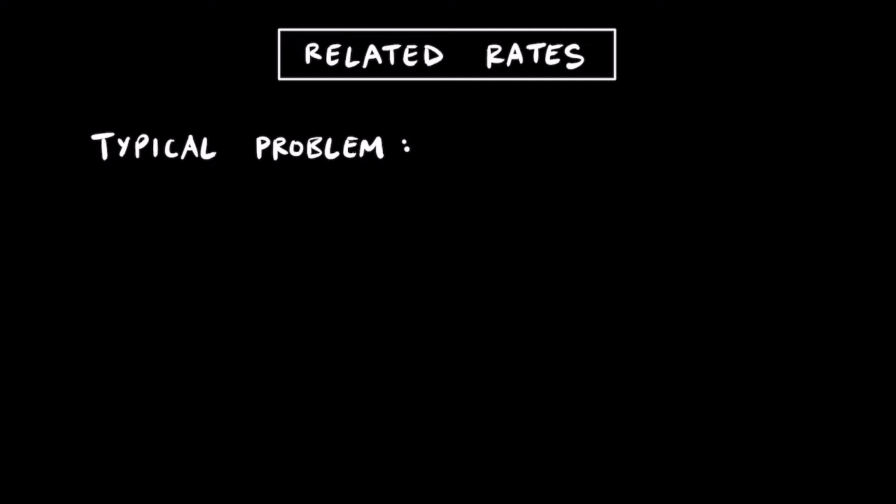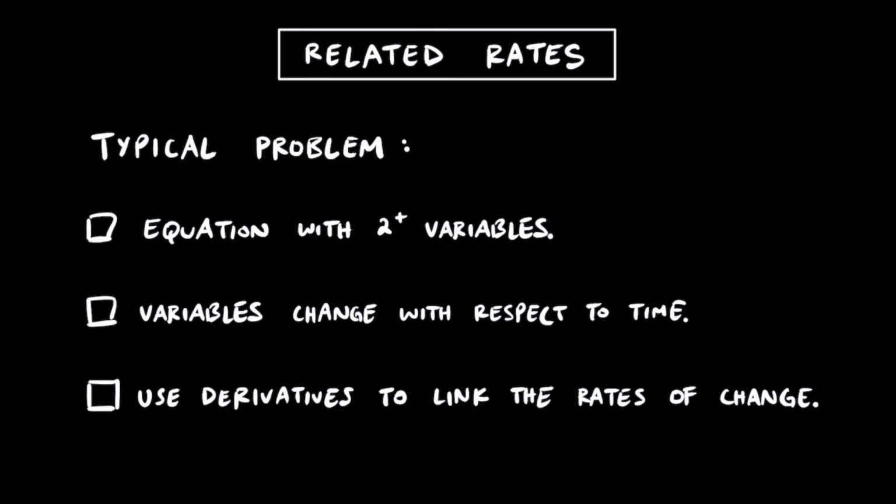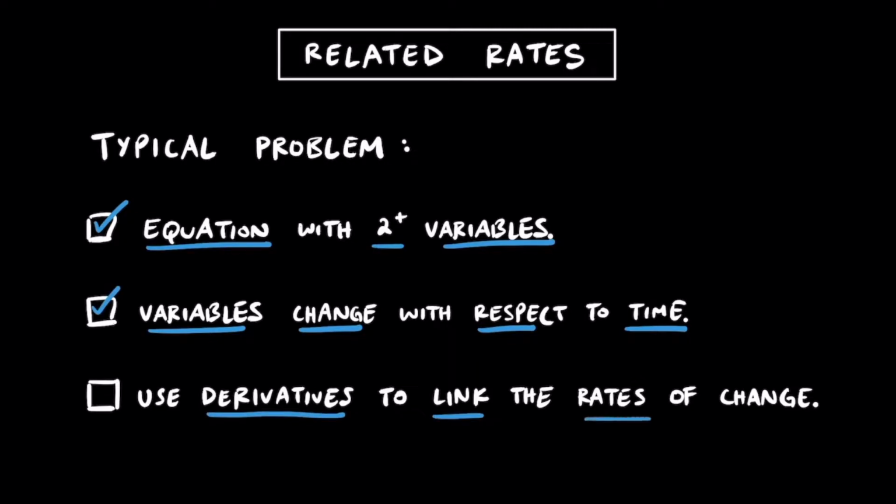Now you'll know you're dealing with a related rates type of problem when you're given this type of information. First, you'll see that you have an equation that's going to have two or more variables. After that, you always want to see if your variables are going to change with respect to time. That's very important. And third, you're going to see that you're going to use derivatives to link the rates of change between the different variables with respect to time. Throughout this video, try to be mindful and see if you can identify these three types of information in each of the problems.